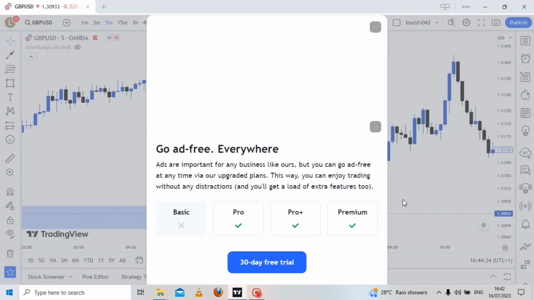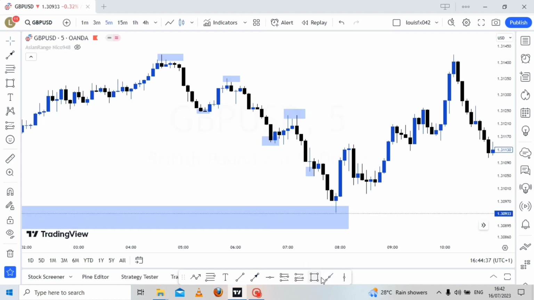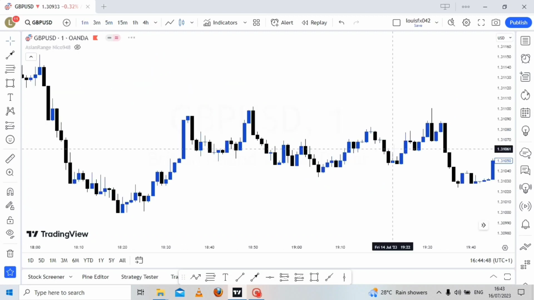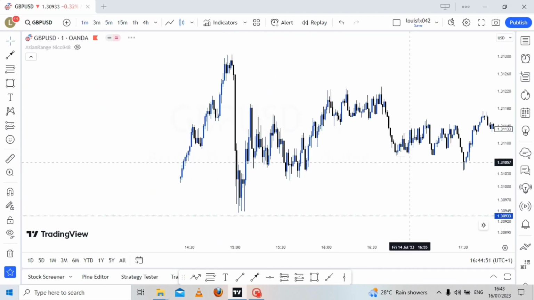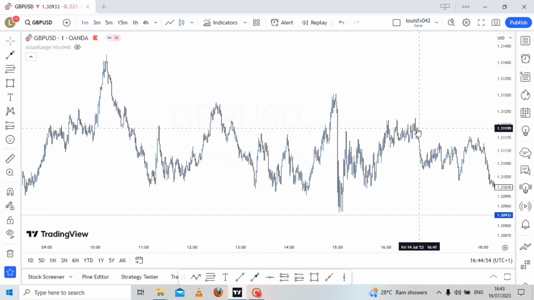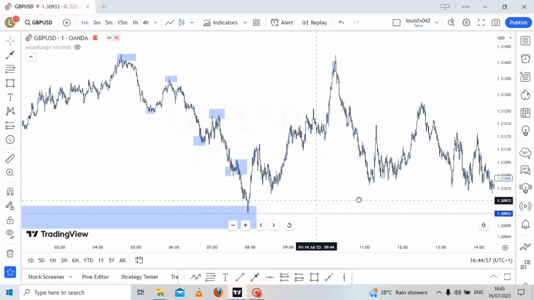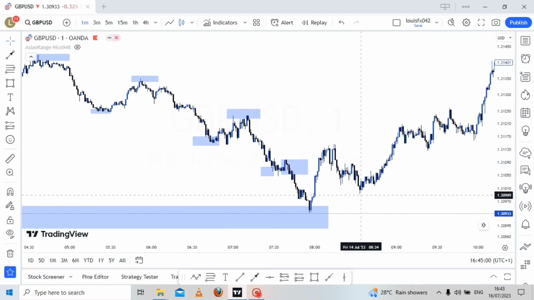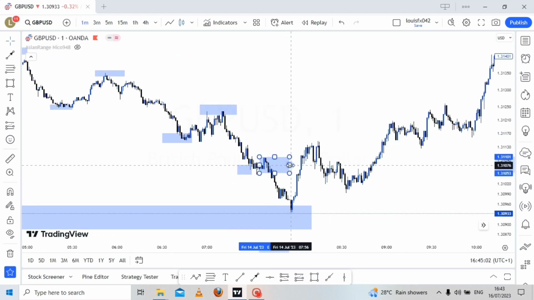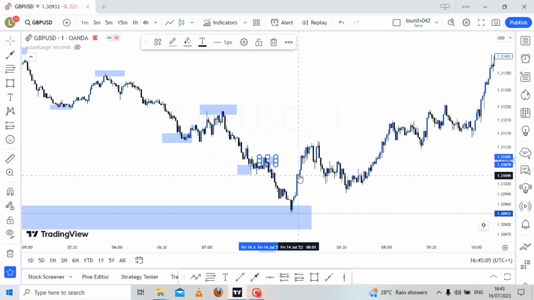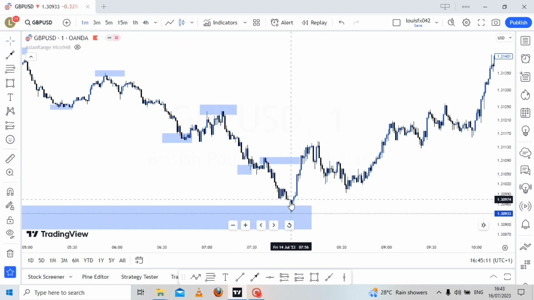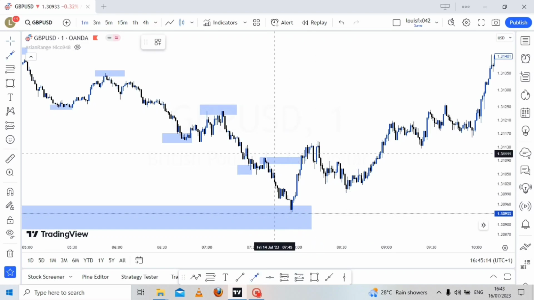So what do you do then? You can see the last lower high that was created was somewhere around here. You just go to your 1 minute time frame and look at structure. Now you can see clearly that the last lower high the market created, the most recent one, was this one.